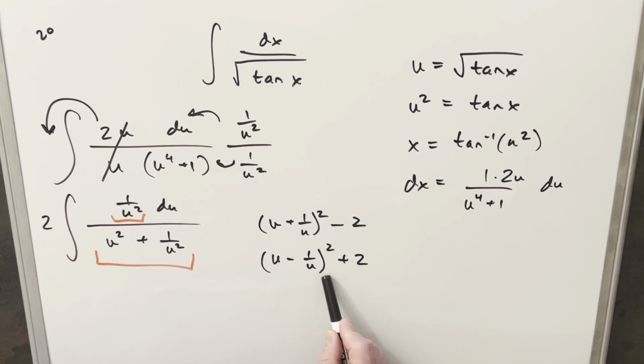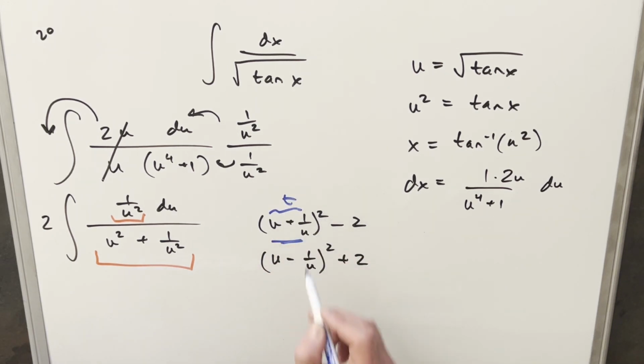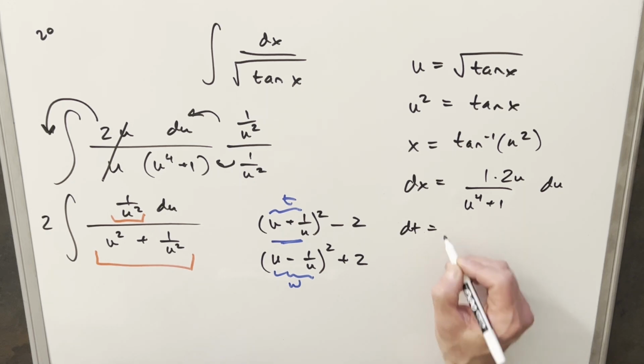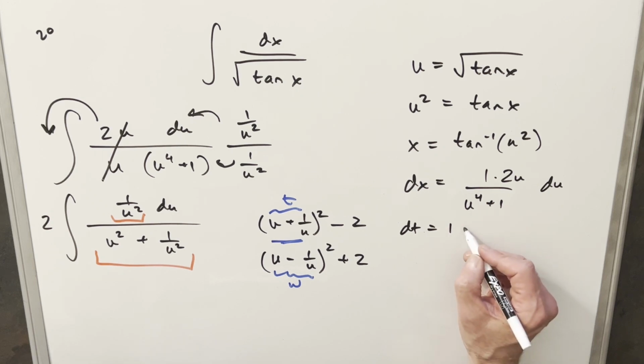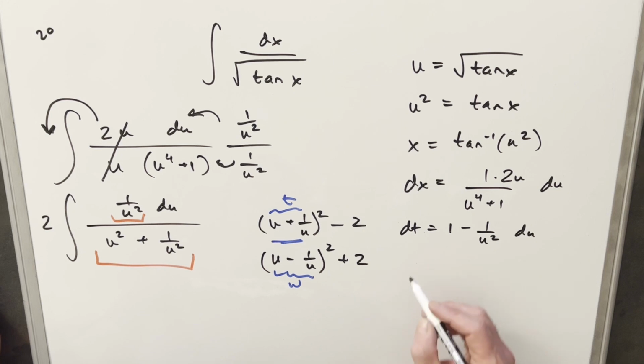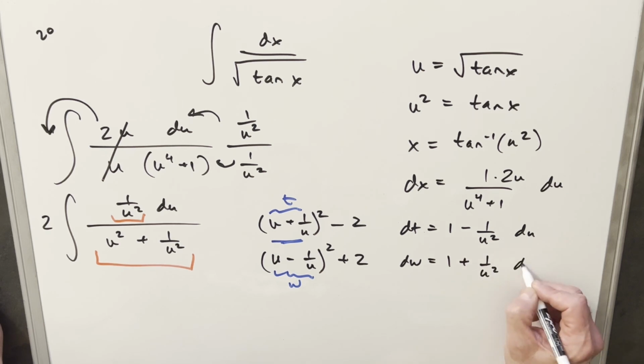What I want to do is split this into 2 integrals and try to do another substitution. I'm going to set up this whole substitution in advance. One of our substitutions is going to be for this thing, which I'll call t, and the other substitution is going to be for this part, which I'll call w. Before we do anything, let's look at what our dt value is going to be. Taking the derivative is going to be 1 minus 1 over u squared. Looking at our w value, if I take a derivative here, our dw value is going to be 1 plus 1 over u squared du.